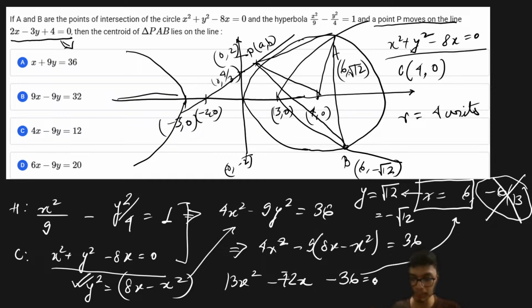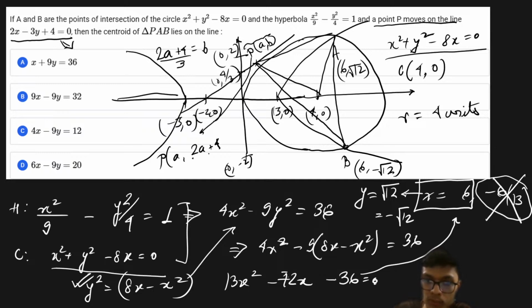So I have the coordinates of A and B, and I have an unknown point P which is lying on the particular line, right? So from here also I can eliminate one variable: I will put b = (2a + 4)/3. So I can write this point P as (a, (2a + 4)/3), right?